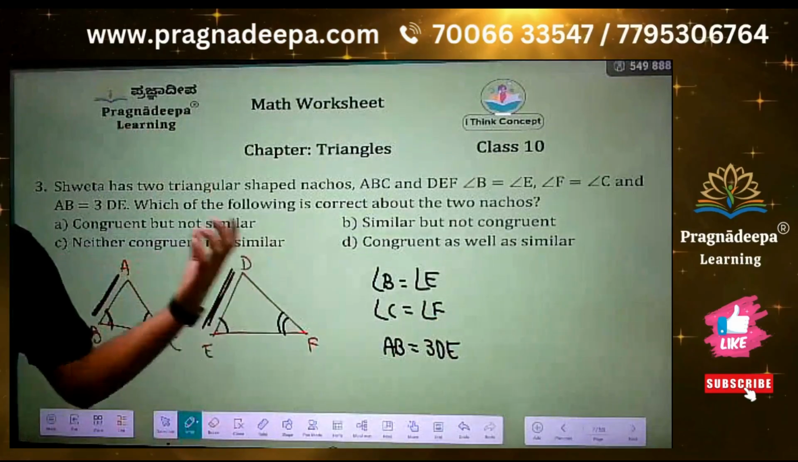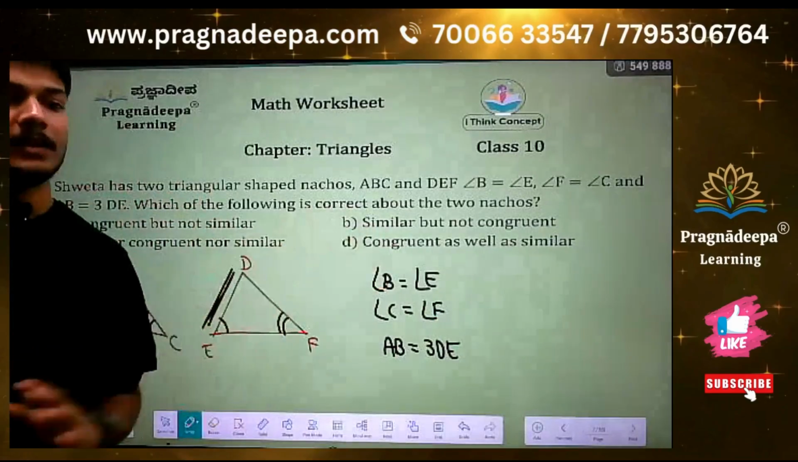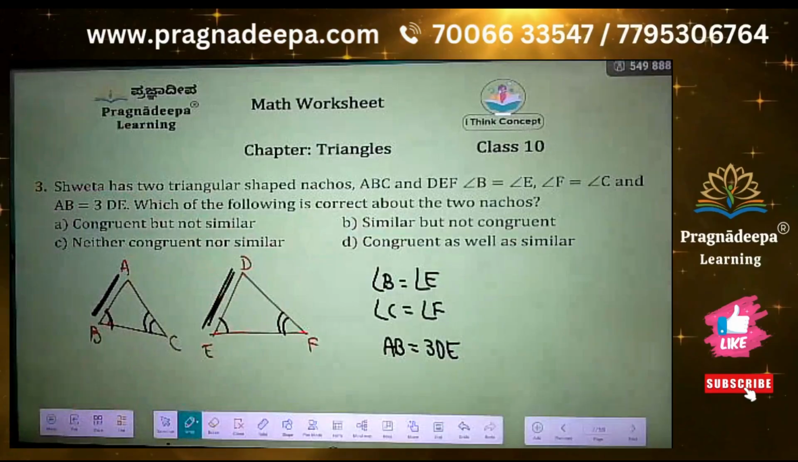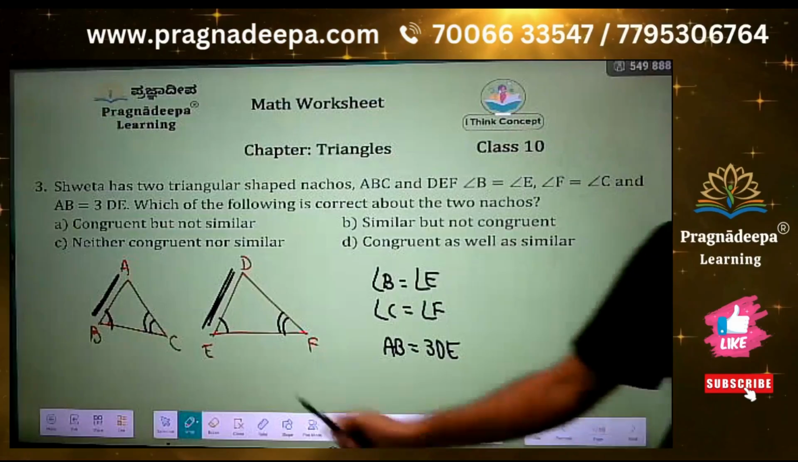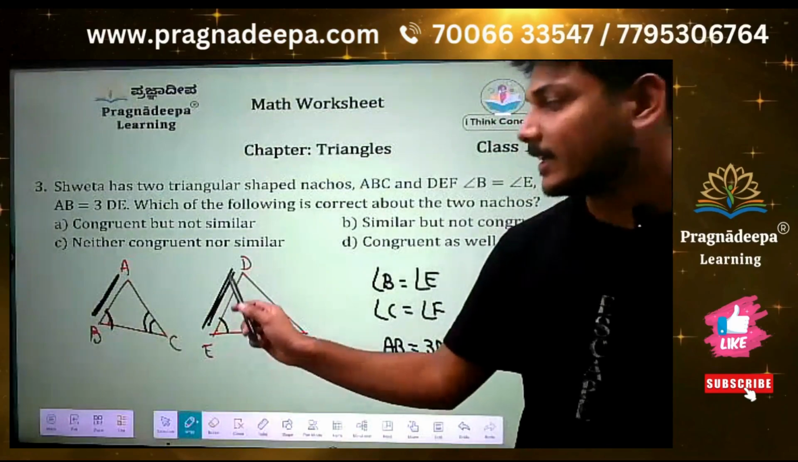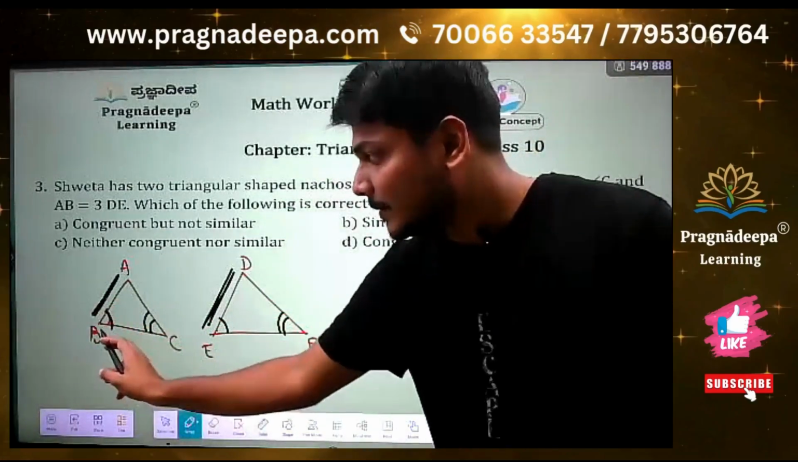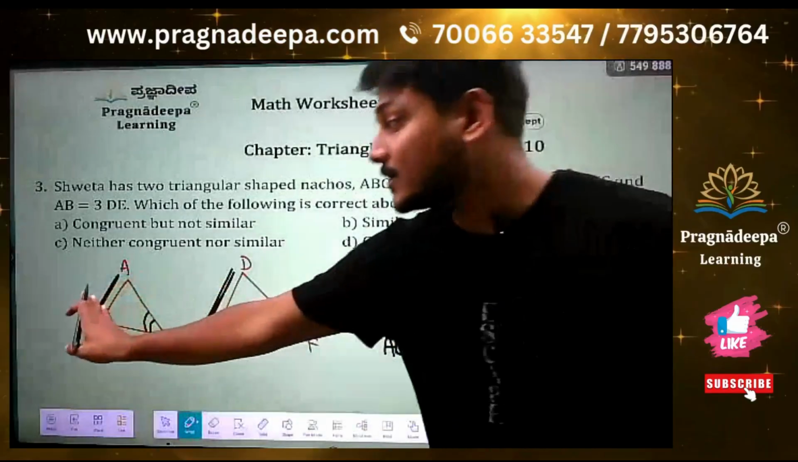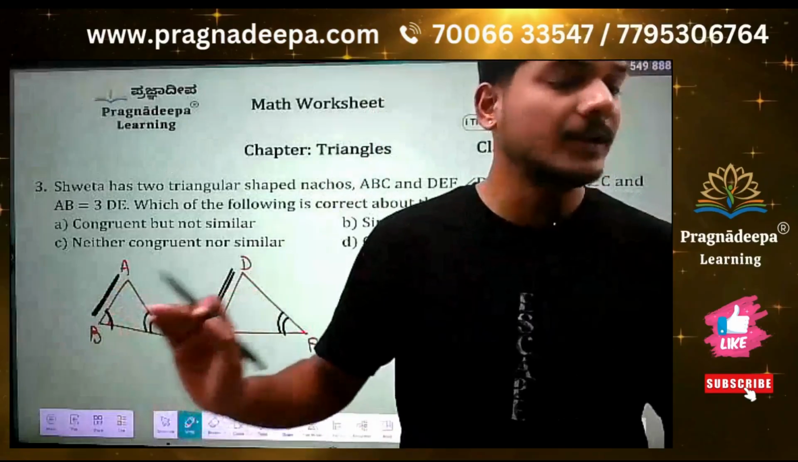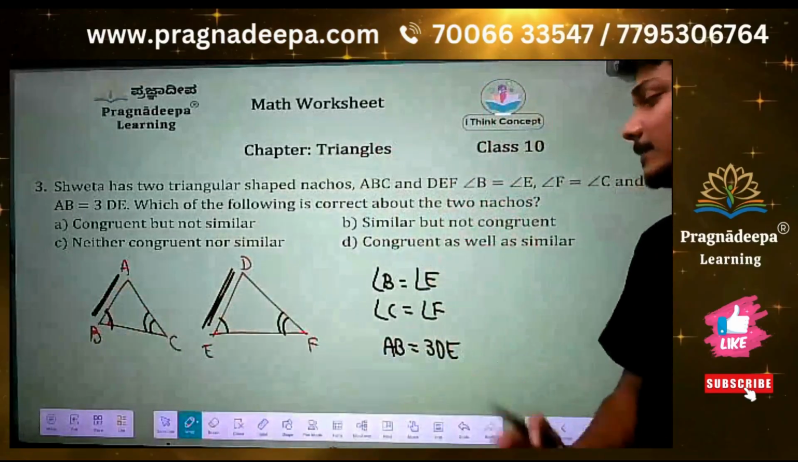And they are asking whether these two triangles are congruent or similar. What is it, congruent or similar? Congruent. How, Sachin? By SAS rule. Observe here, you can't apply SAS here, right? They must give BC equal to EF, and they have not mentioned AB is equal to DE. AB is equal to 3 times DE.